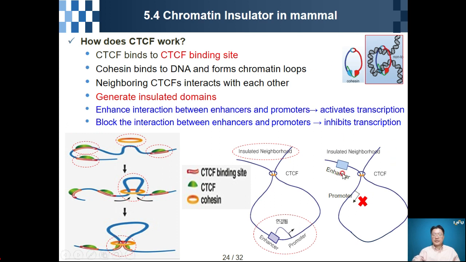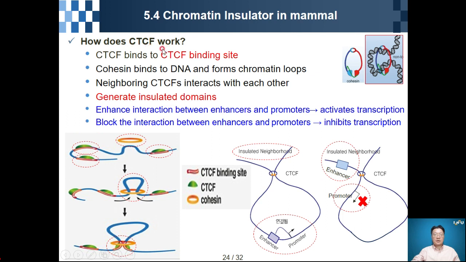However, there will be another case. For example, the enhancer and promoter can be separated. The enhancer is located in the neighborhood, but the promoter is located within the insulated domain. So in this case, it blocks the interaction between the enhancer and promoter. It can inhibit transcription.